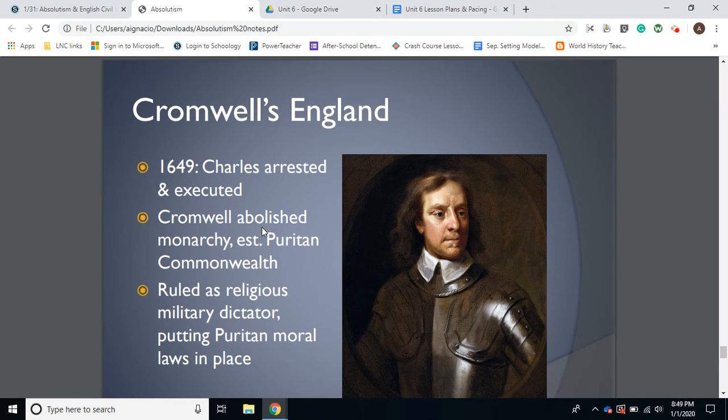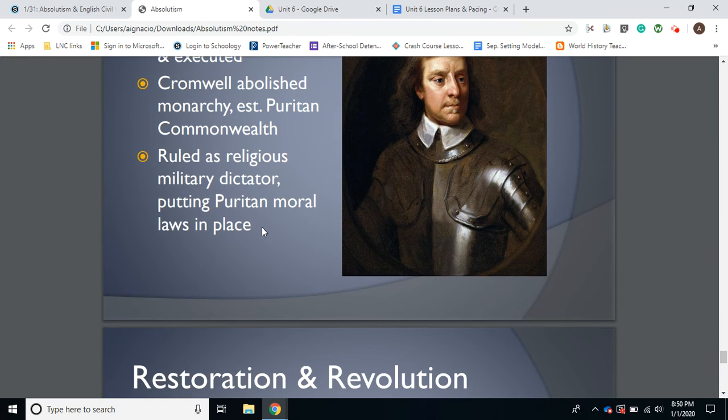And so Cromwell, the guy who was leading the parliamentary army, abolishes the monarchy and establishes a commonwealth. A commonwealth is basically just a republic. It's one functioning government that functions as a republic. And so when Cromwell comes to power, he uses the military as a way to create this commonwealth to reinforce his power. So he kind of rules as a religious military dictator. And he puts a lot of Puritan laws into place.